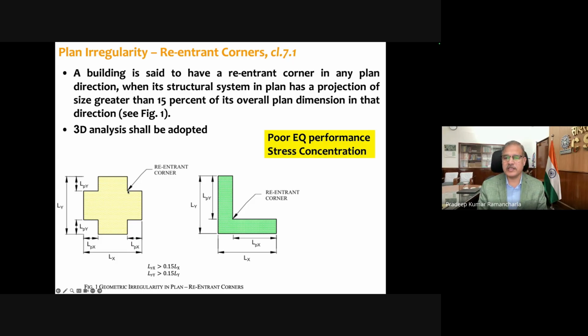So what is needed? The solution is that 3-dimensional analysis shall be performed. So that is the solution. So problem, reason for the problem, and what is the solution. In this format, I will explain all these things: what is the meaning of irregularity, what are the adverse effects due to that irregularity, and what is the solution suggested by the code?